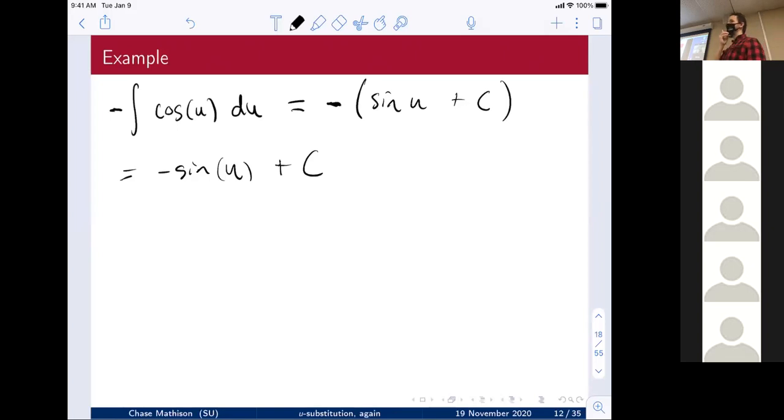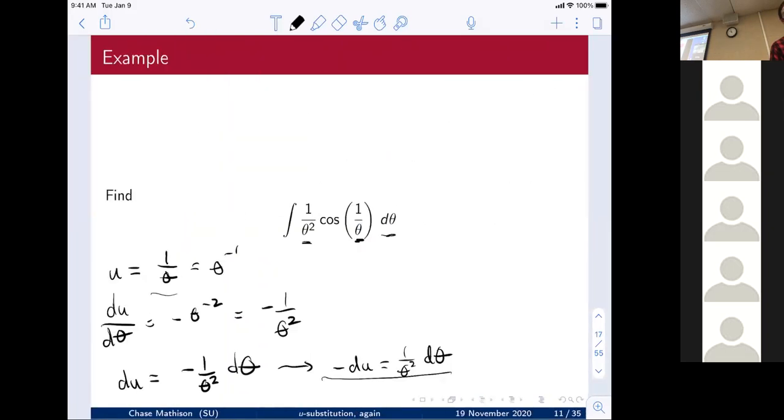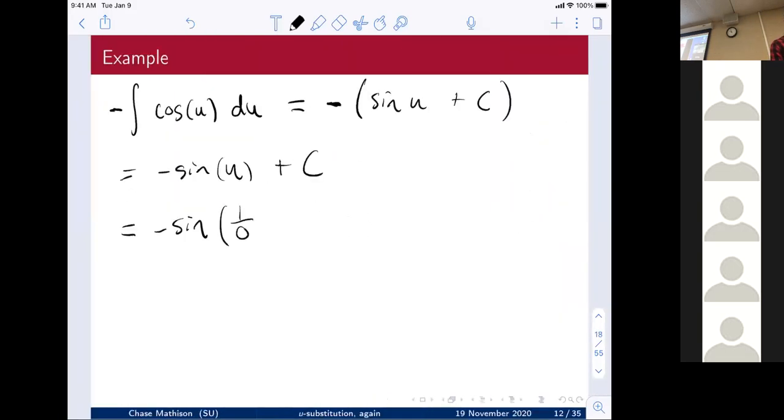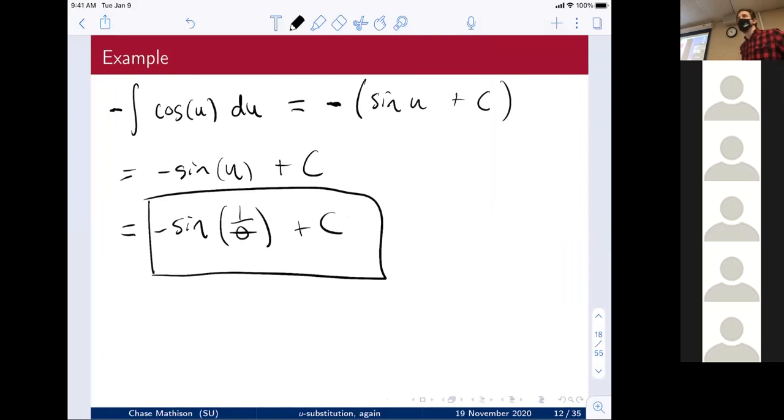Okay. And then what's the last thing I need to do? Am I done? Did I finish this problem? Yeah, I need to substitute u back. Because again, if someone asks you something in German, you shouldn't answer them in English, you should answer them in German. So this is negative sine of u, and u was 1 over theta, plus some constant. Das stimmt. That's German. Okay. So that's our answer. Do we have any questions about this?